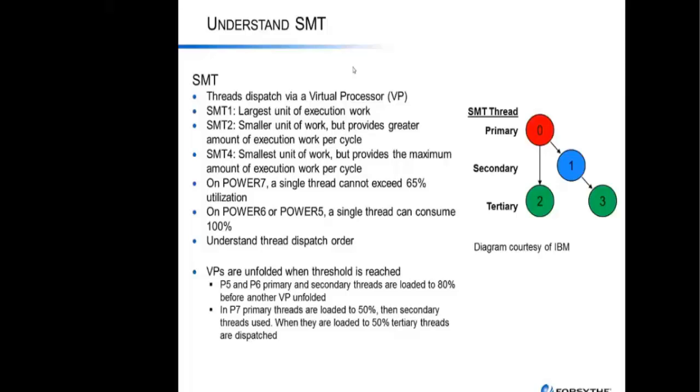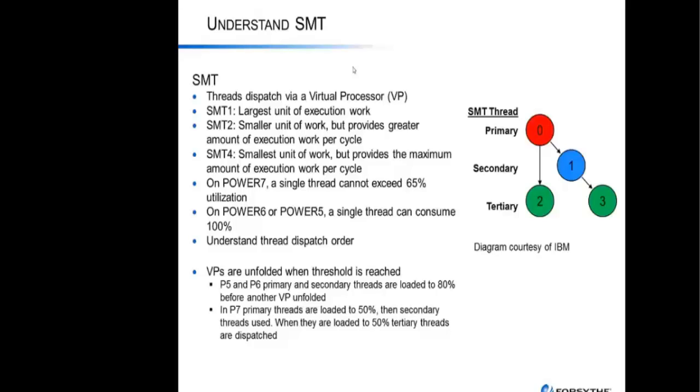So if we look at Power 6, we had the SMT2, so we had a primary and a secondary thread. And in Power 6 and Power 5, a single thread could consume 100% of a core. So it could take the whole 10 milliseconds if there was nothing else that wanted to run. They changed those rules in Power 7 so that a single thread cannot exceed 65% utilization.